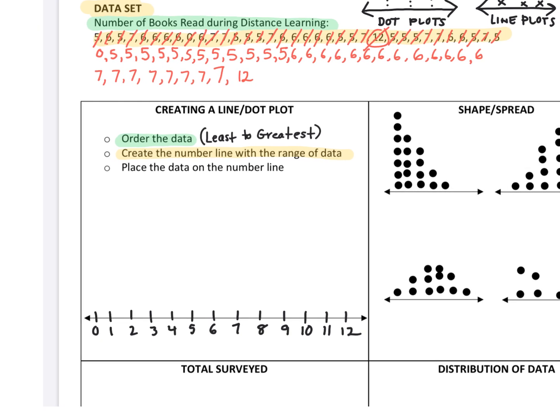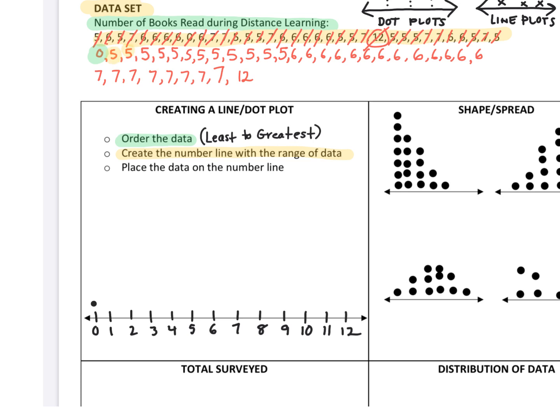All right. So I like to use my highlighter because it helps me. You can use yours if you want. I have one 0. Therefore, I'm going to get my pencil and I'm going to put one dot on 0. Okay, there we go. Let's count how many 5s we have.